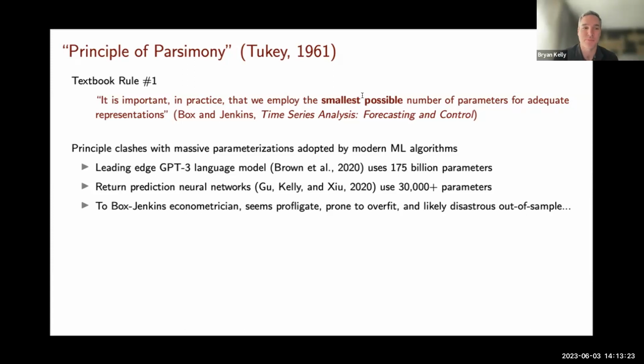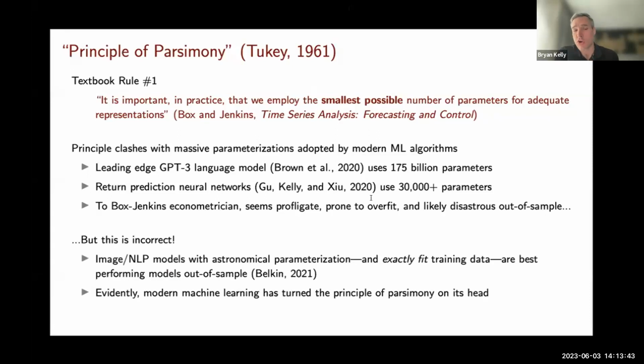If you think about this from the perspective of the people that trained me in time series econometrics, you'd say, wow, this is really just too many parameters. There's no way this could work out of sample. There's going to be too much overfit, and it's not going to be able to do anything realistic when we go out of sample. But of course, this is incorrect, right?